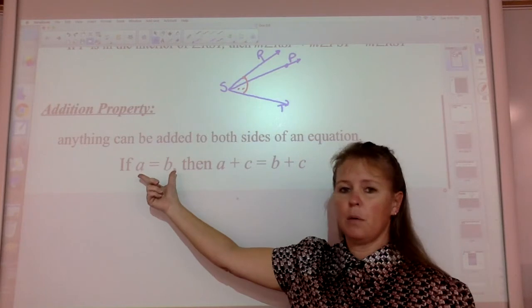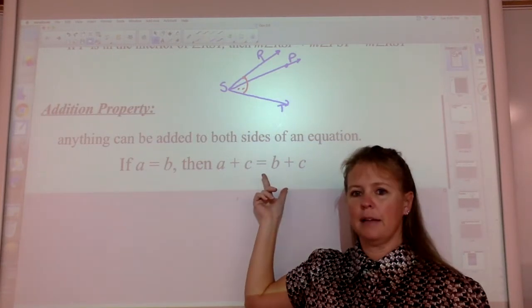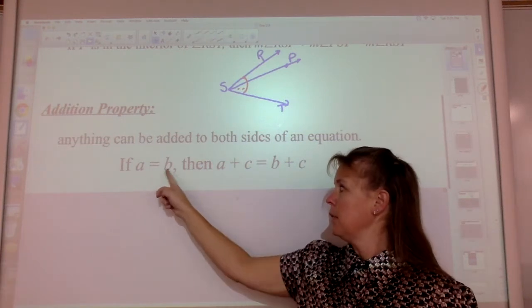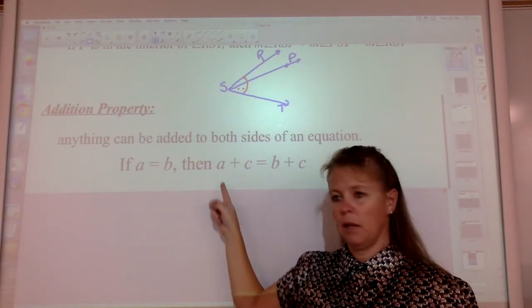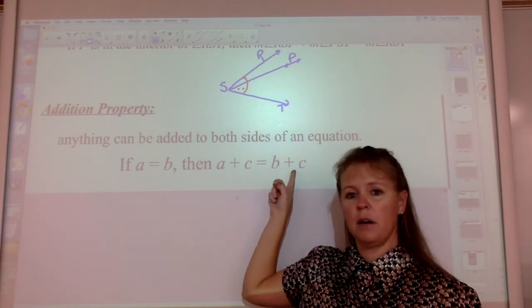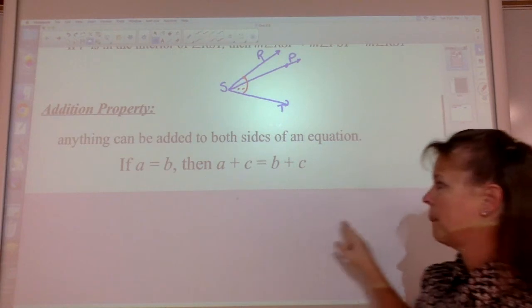So 2 things are equal. You got A and B. If you add C over here, you better add C over here. Timmy and Johnny are the same height. Timmy grows 2 inches. The only way Johnny can be the same height is if he also grows 2 inches. Add the same thing to both sides of the equation.